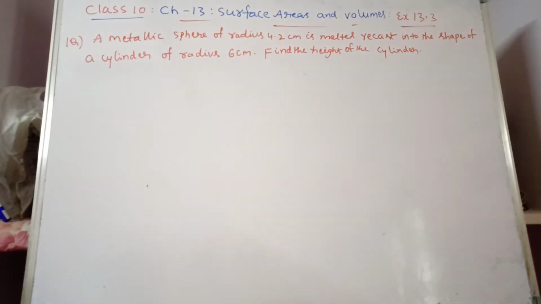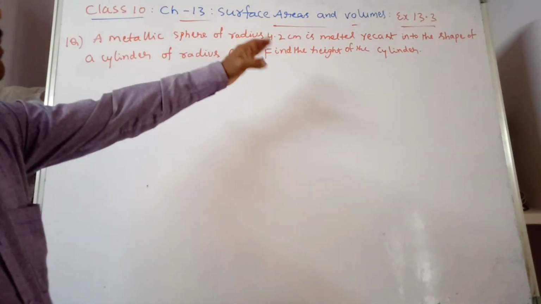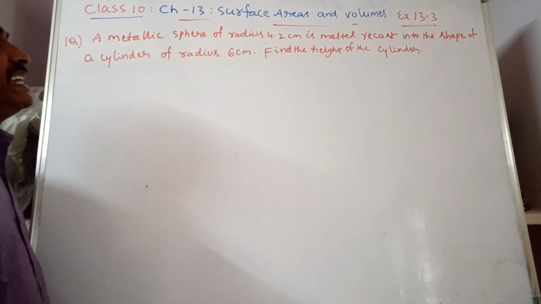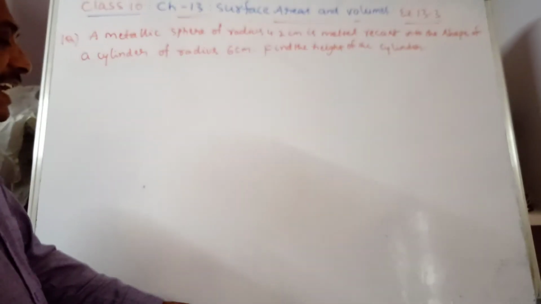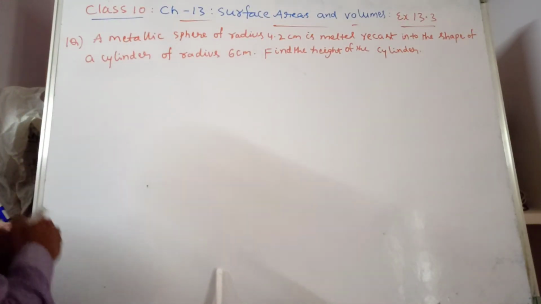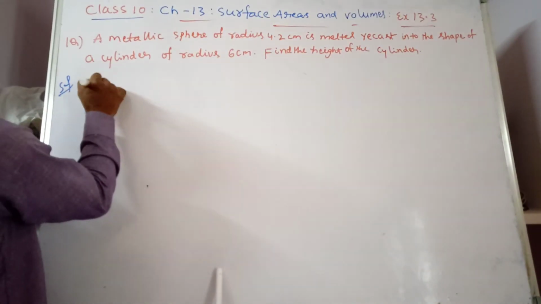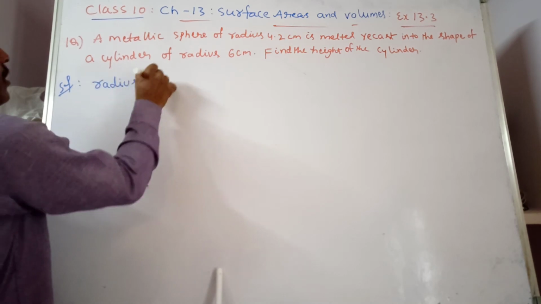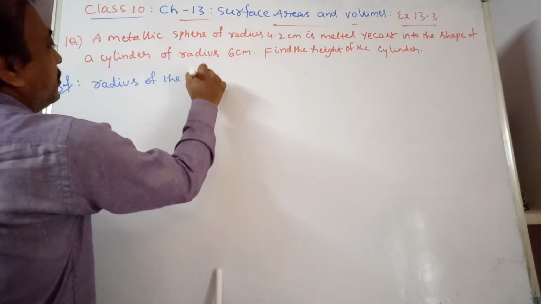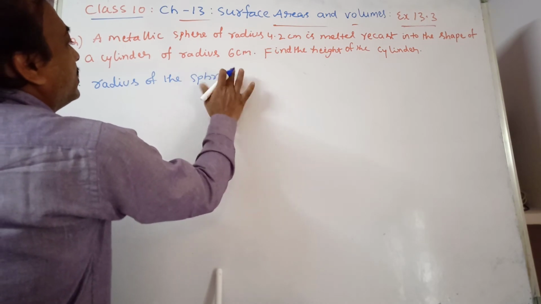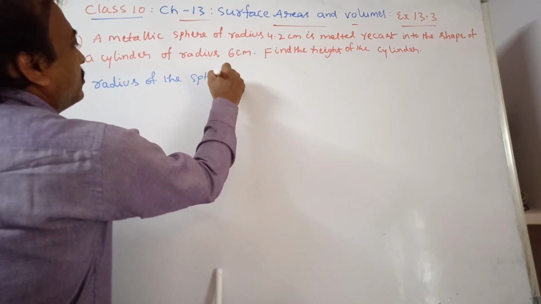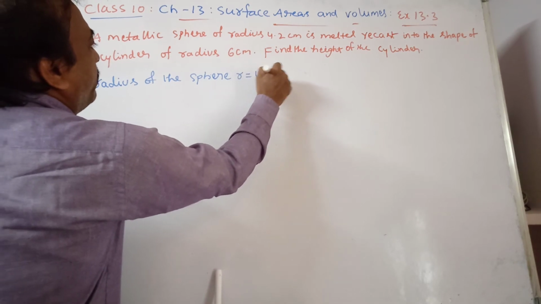Now let us see question number 1 from exercise 13.3. A metallic sphere of radius 4.2 cm is melted and recast into the shape of a cylinder of radius 6 cm. Find the height of the cylinder. You have to find the height of the cylinder. Look at this. So what is given? Radius of the sphere, r = 4.2 cm. The radius of the sphere is given.